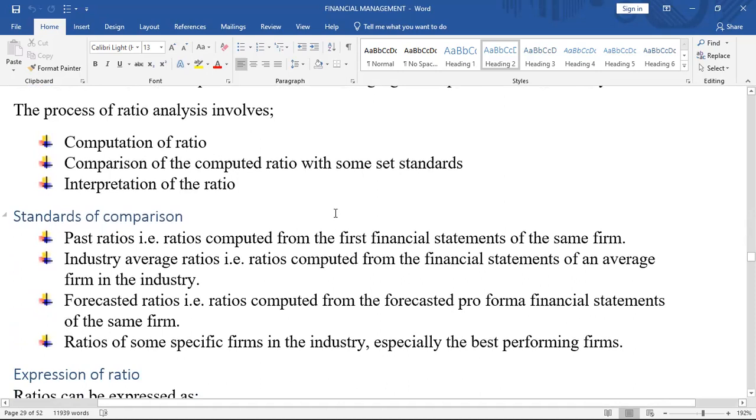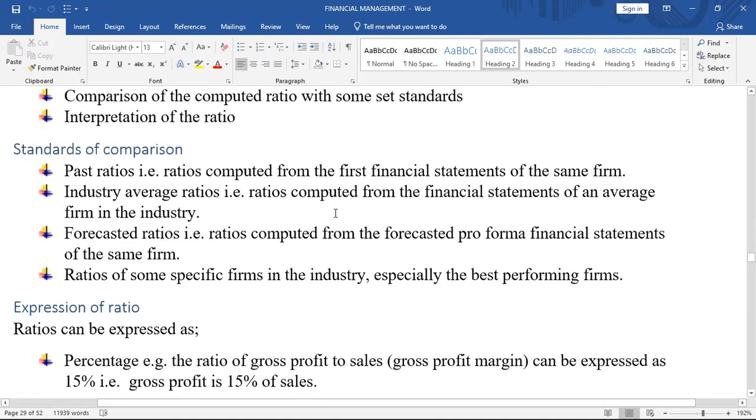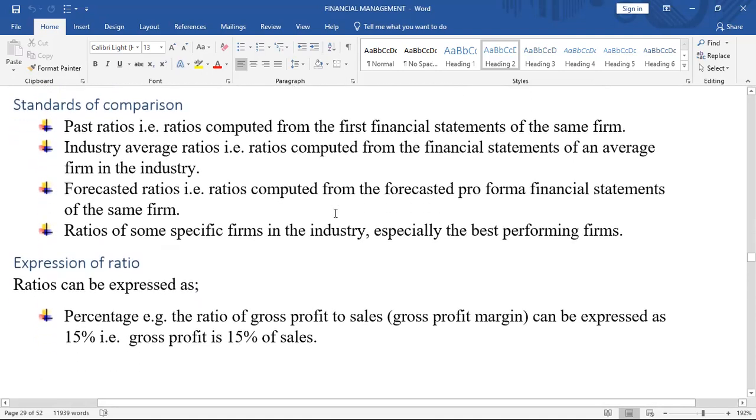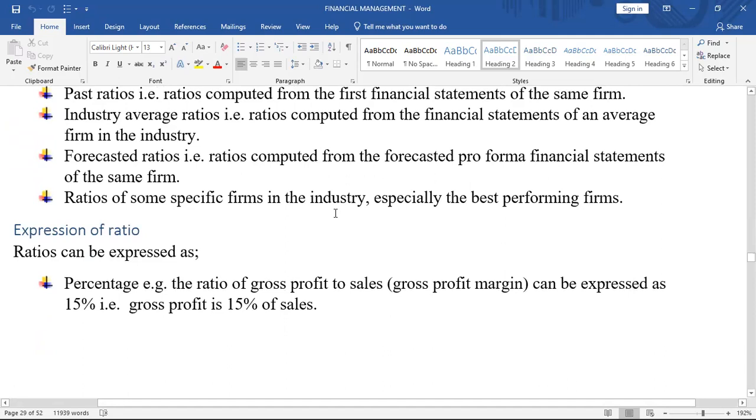So for the standards of comparison, one, we normally look at the past ratios, that is, ratios computed from the past financial statements of the same firm. Basically, we want to measure the performance. Secondly, we look at the industry average ratios, that is, ratios computed from the financial statements of an average firm in the industry. Three, we look at the forecasted ratios, which are computed from the forecasted pro forma financial statements of the same firm. Then the last one, we have the ratios of some specific firms in the industry, especially the best performing firms.